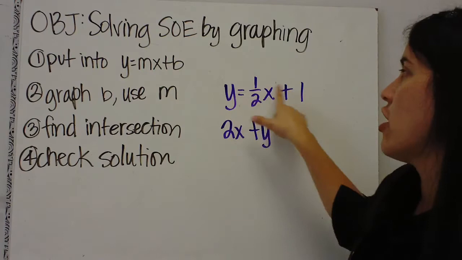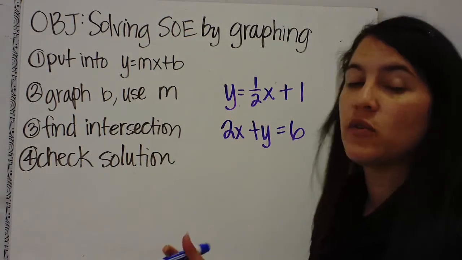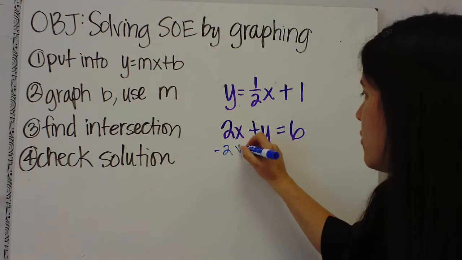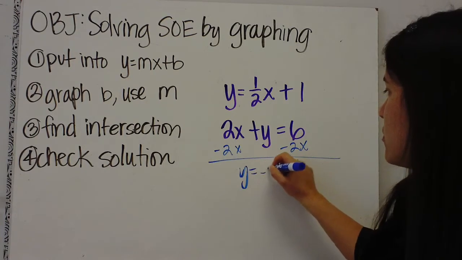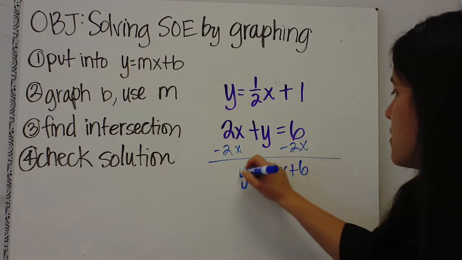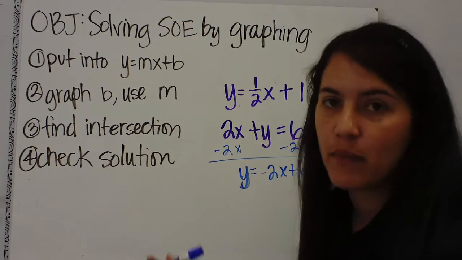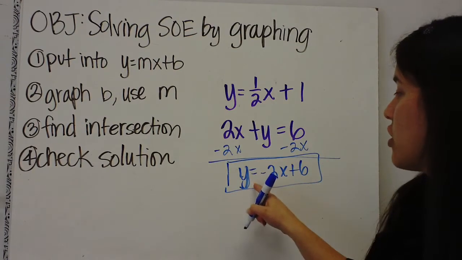I have one equation already in slope-intercept form, but this equation is in standard form, so I need to solve it to solve for y. So I'm going to subtract 2x from both sides, and then I get y equals negative 2x plus 6. And then sometimes you might have to divide by something, but now I'm done. So here is my equation in slope-intercept form.